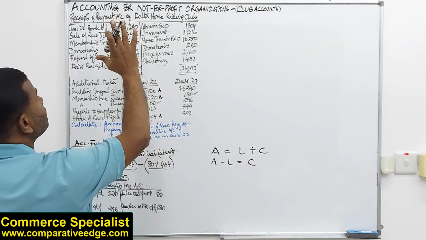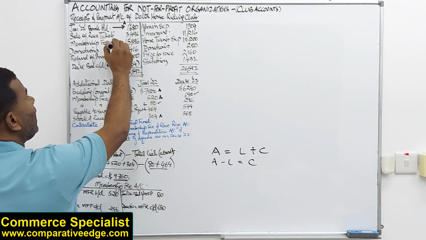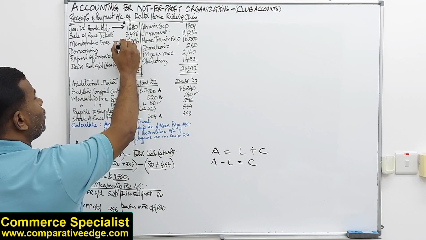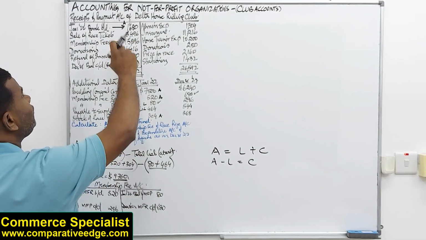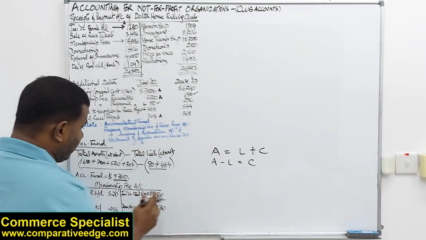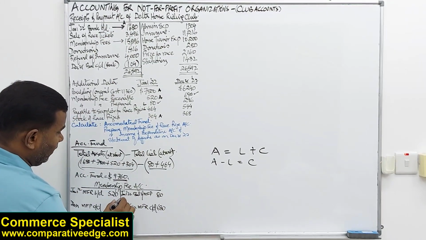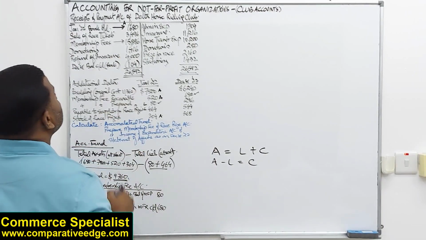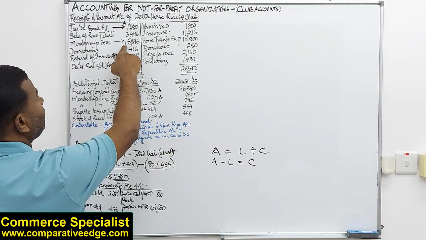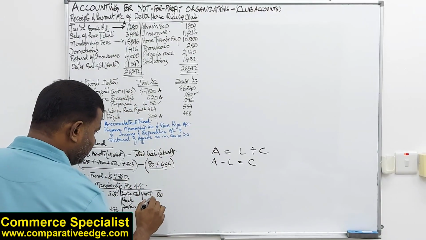Now I want you to focus on the receipts and payment account. You have received membership fee total in the current year is 15,896. Once you have received, you have debited bank and you should credit membership fee account, which I am writing here. I can just write bank here, which you have received, bank debit, membership fee credit, which is 15,896.